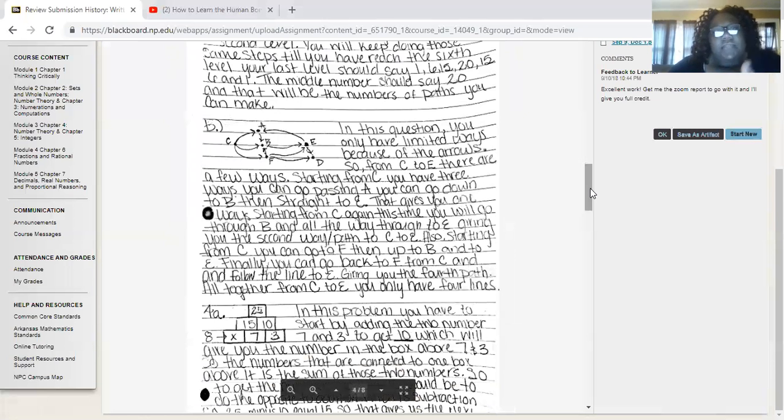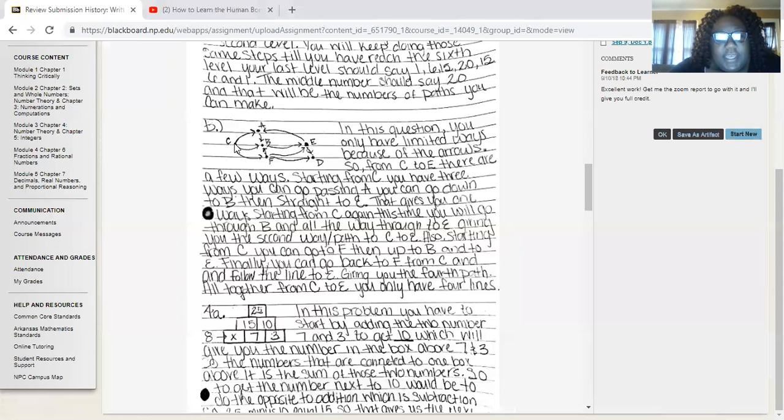Also in this one, you only have limited ways because of the arrows. As you can see, from C to A, and then you can't go A to E because of the arrow that is switched here. So from C to E, there are a few ways. Starting from C, you have 3 ways. You can go past A, you can go down to B, then straight to E. And that gives you 1 way.